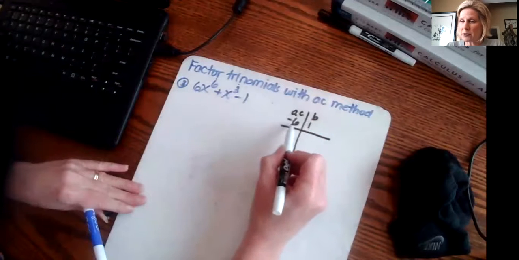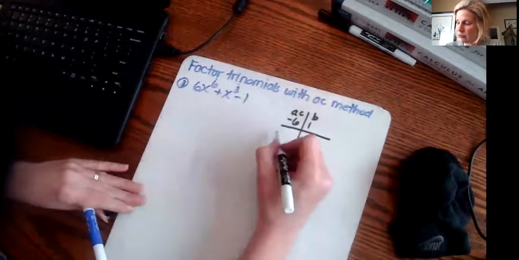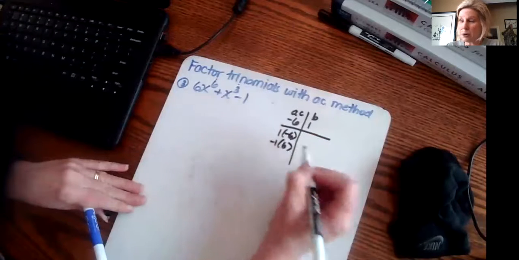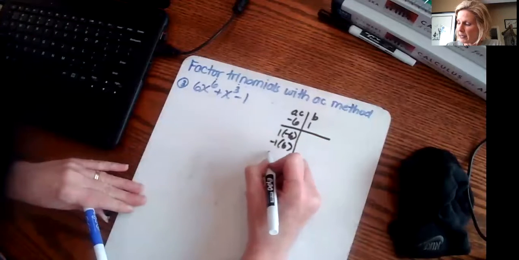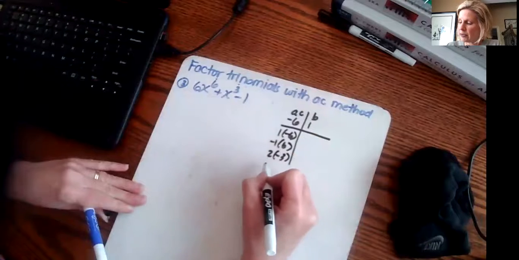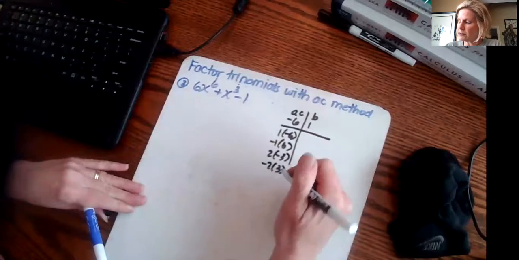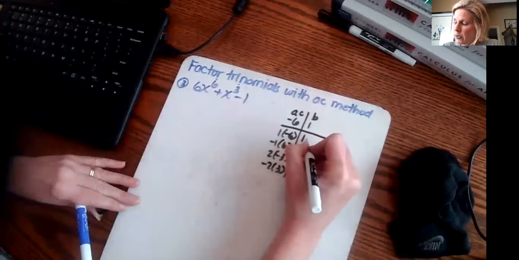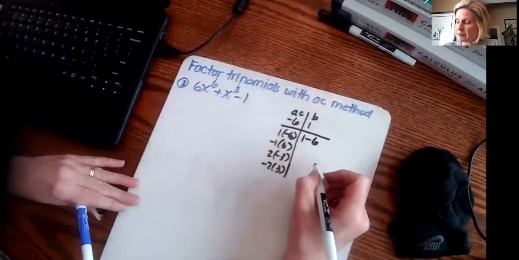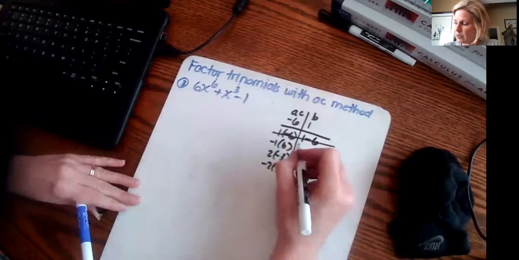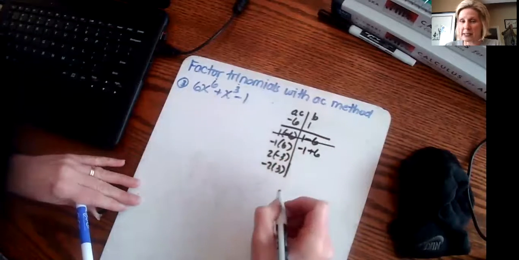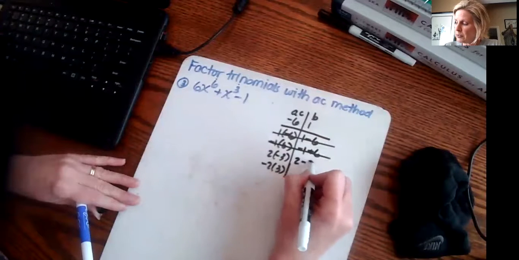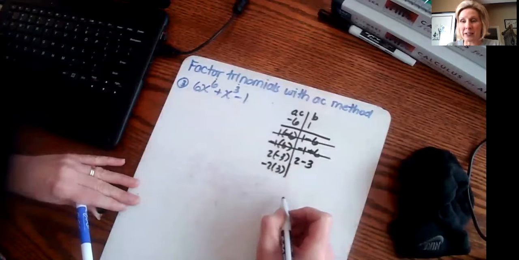If they multiply to a negative, you have to have a positive and a negative. So I could have 1 times negative 6 or negative 1 times positive 6, right? I could have 2 times negative 3 or negative 2 times positive 3. And those are my only options. So 1 plus a negative 6 is not 1. Negative 1 plus 6 is not 1. 2 plus a negative 3 is negative 1.